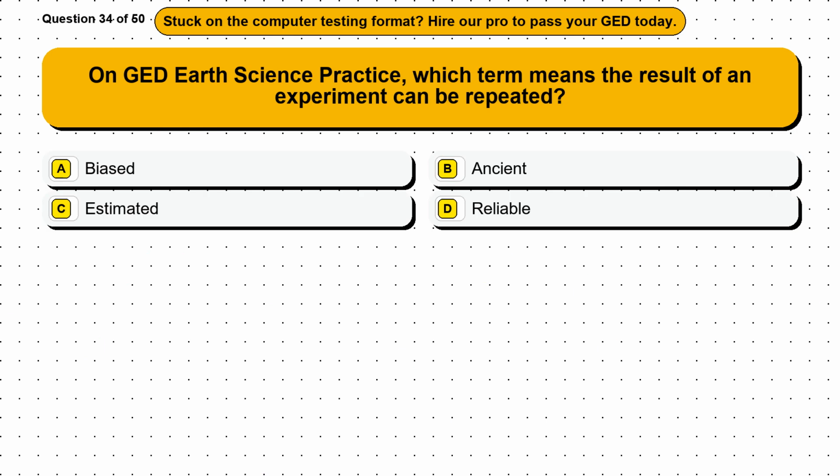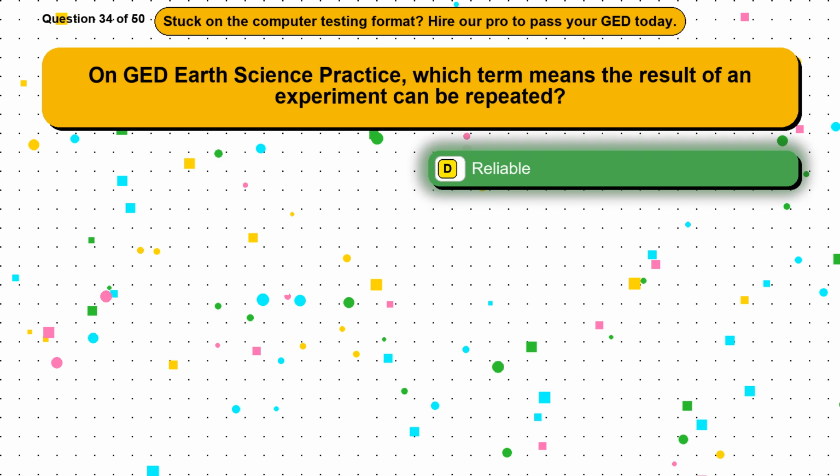Question 34. On GED Earth Science Practice, which term means the result of an experiment can be repeated? Option A, biased. Option B, ancient. Option C, estimated. Option D, reliable. The correct answer is option D.